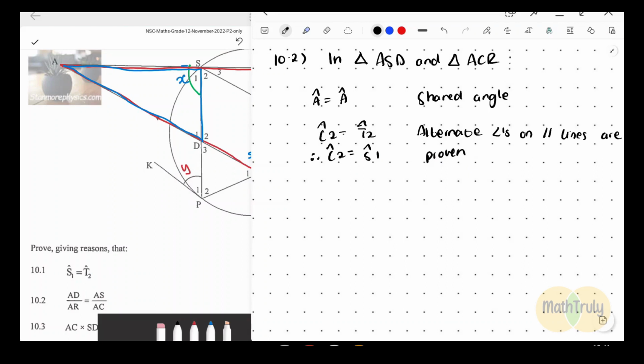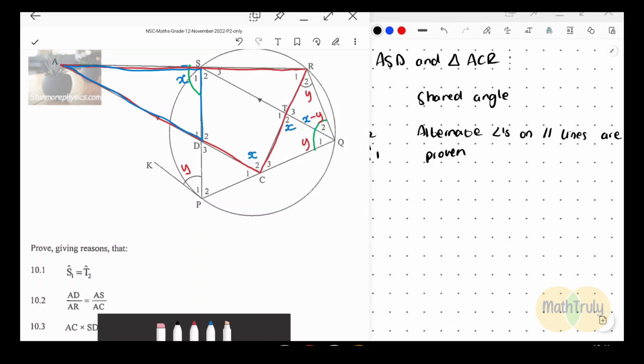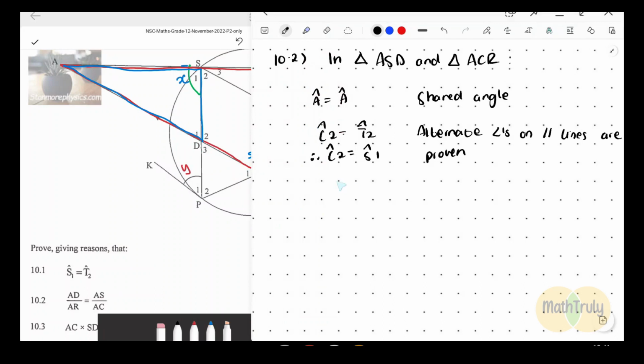Now the last angle in the triangles that are equal would be this angle in the blue triangle, D1, and angle R1. Okay, because they are the third angle in the triangle. So D1 is equal to angle R1 and it's the third angle in a triangle. Okay, so therefore triangle ASD is similar to triangle ACR, and the reason that they are similar is because of angle, angle, angle.